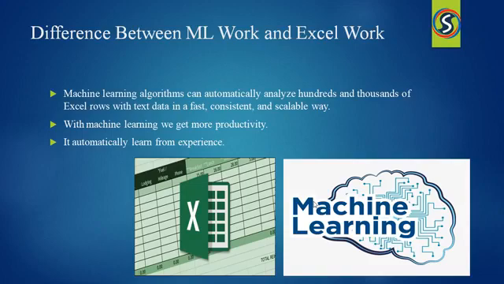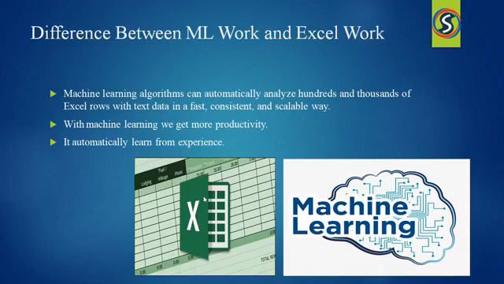Why so? The university person will give more productivity to the company. Every company requires more productivity, right? Productivity means whatever work we do in less time, we get more profit from it. So that university person will give more productivity. Here, machine learning is the university person, and Excel is the normal college person, right? And it automatically learns from experience. If you do the work in Excel, it can't automatically learn. But if you do the work with machine learning, it automatically learns from experience.